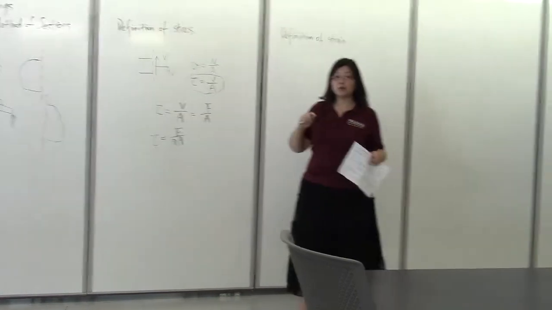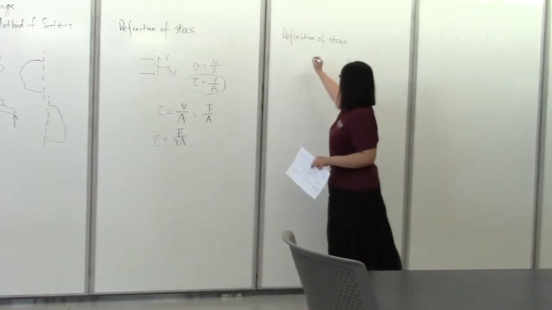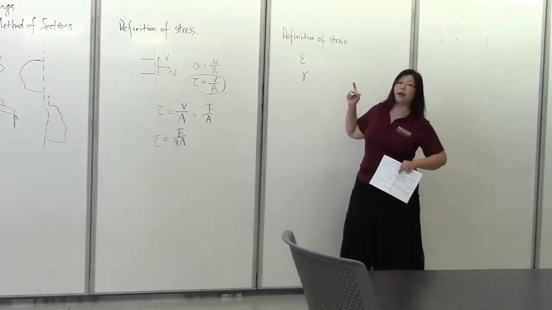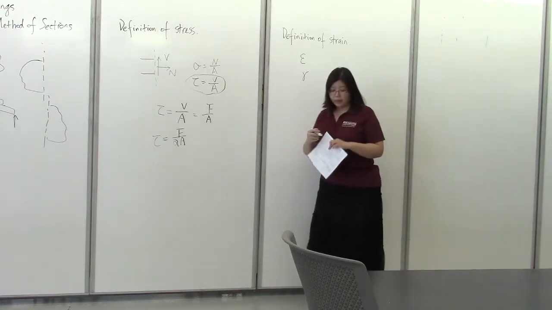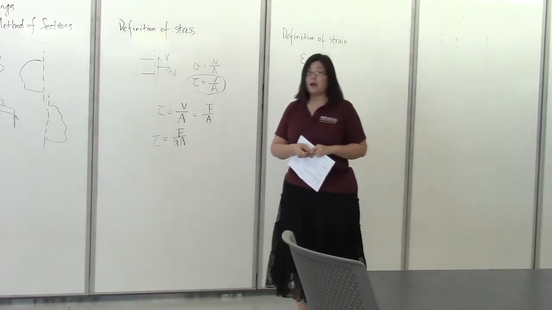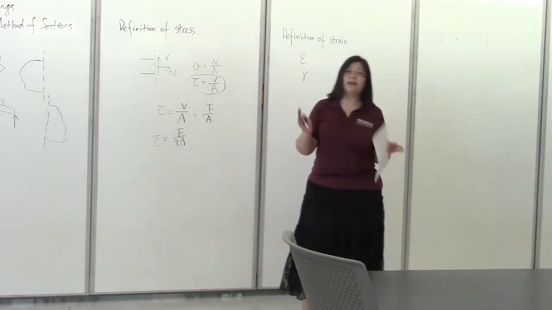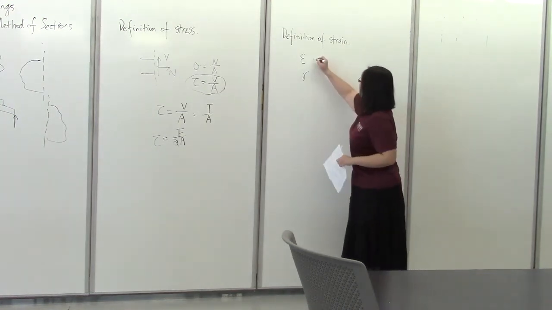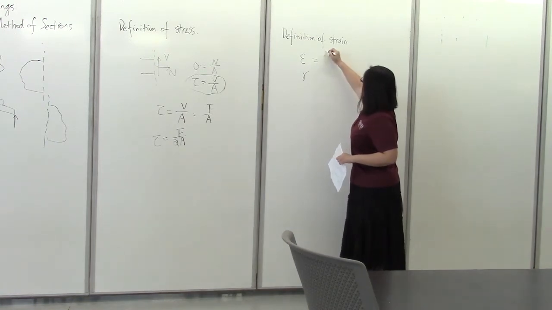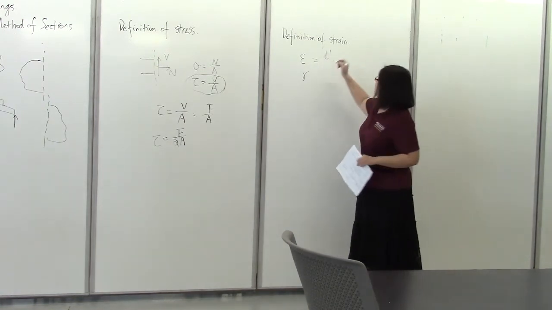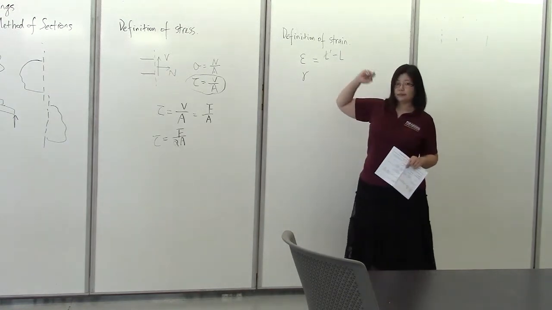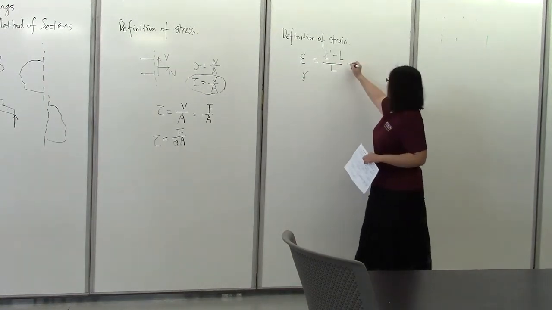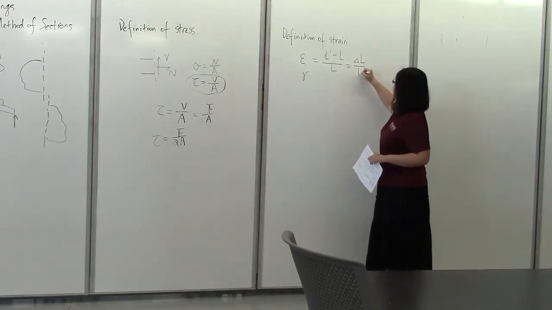There are two types of strains, normal strain and shear strain. Normal strain has a symbol of epsilon, and shear strain is denoted by gamma. Normal strain characterizes the dimensionless change of length of a line segment in a body per unit original length. So it is defined as the new length after deformation of a line segment, subtracted by the original length, divided by the original length. In other words, it is change of length per unit original length.